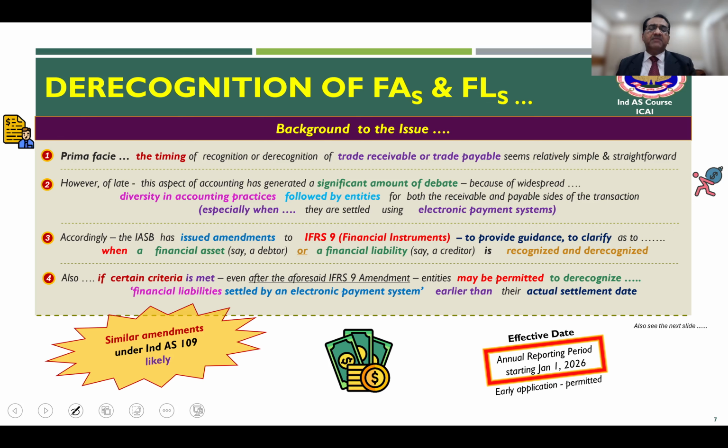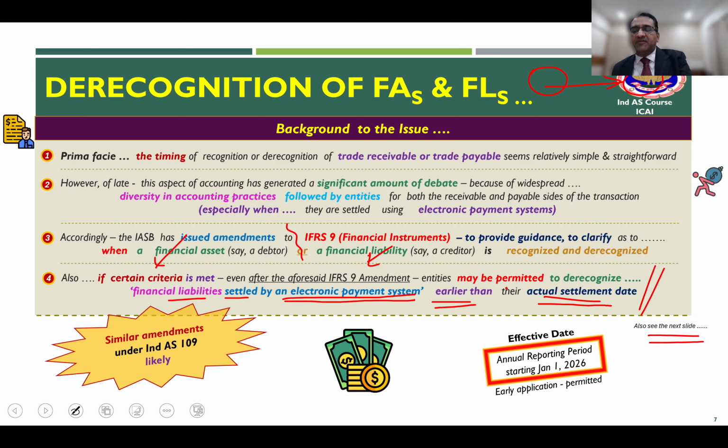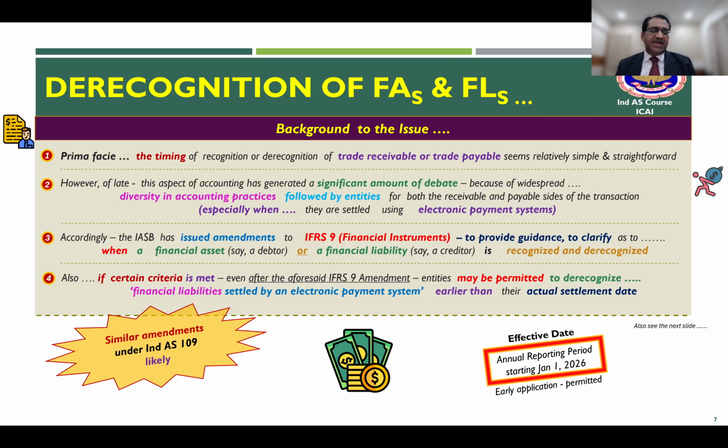And also the amendment says, and that is something which you will see, that if certain criteria are met, then even after the amendment which we are going to talk about, the entity which has made payment to the creditor may be permitted to derecognize financial liabilities which are settled by means of an electronic payment system at a point in time earlier than the actual settlement date. And we will deliberate on this on the next slide. I will explain this pictorially, and then we will see what is the guidance available post the amendment.